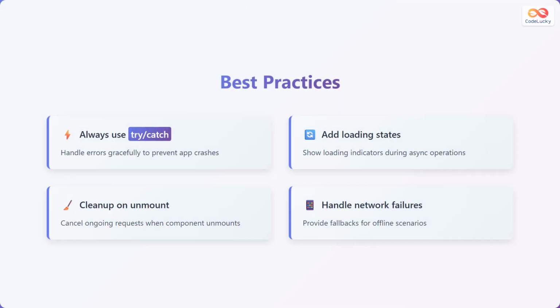Let's cover some best practices for using async and await in React. Always use try-catch blocks to handle errors gracefully and prevent app crashes. Add loading states to provide visual feedback to users during asynchronous operations. Implement cleanup on unmount to cancel ongoing requests when a component unmounts, preventing memory leaks. And handle network failures by providing fallbacks for offline scenarios to ensure a smooth user experience, even with connectivity issues.